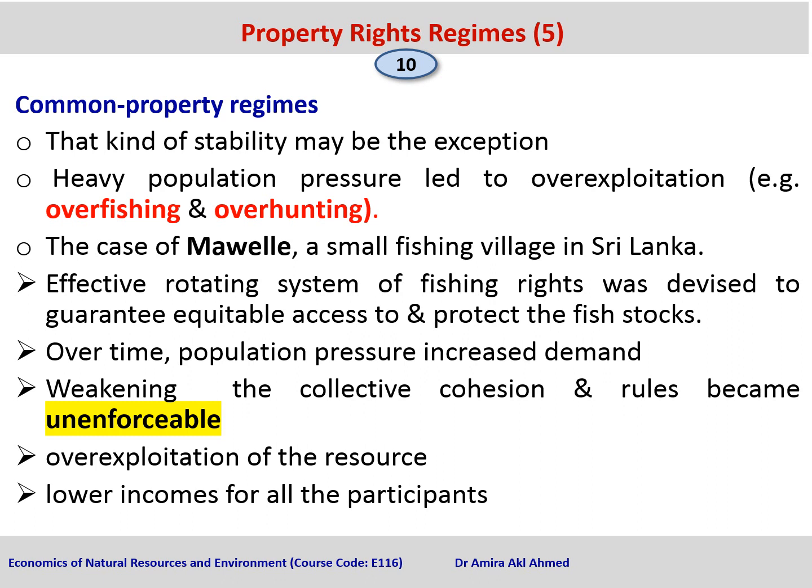Unfortunately, that kind of stability is considered to be the exception rather than the rule, particularly in the face of heavy population pressure. Heavy population pressure tends to lead to the overexploitation of the resource. Overfishing in local fisheries, or overhunting are good examples.